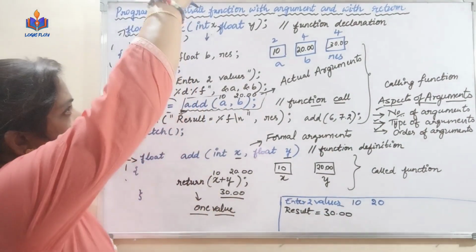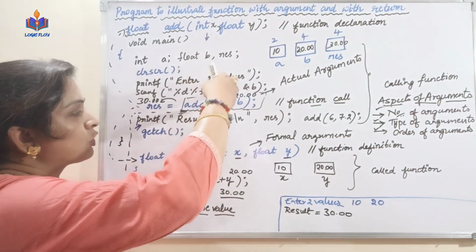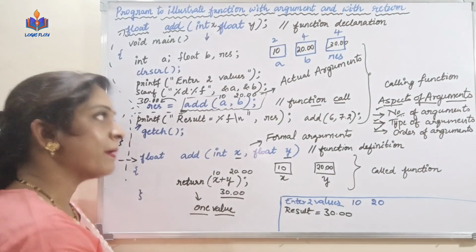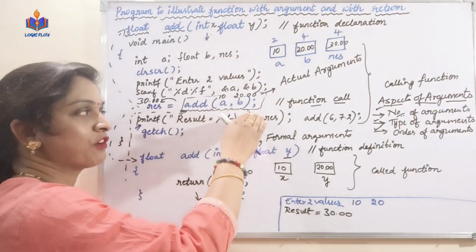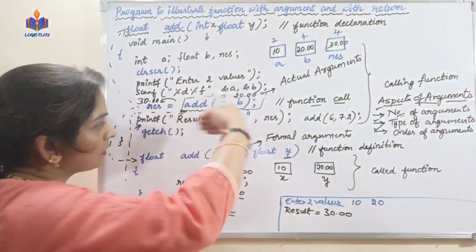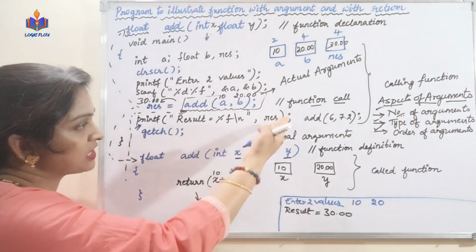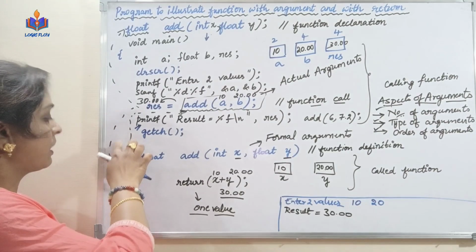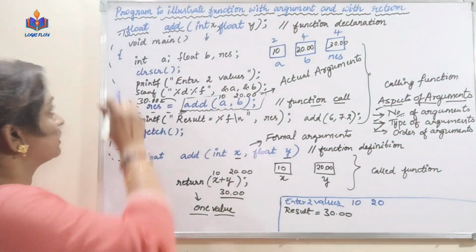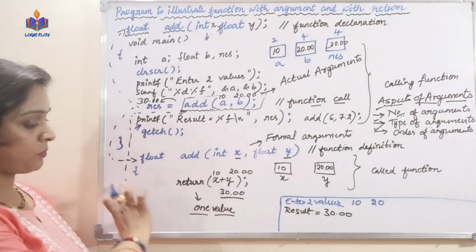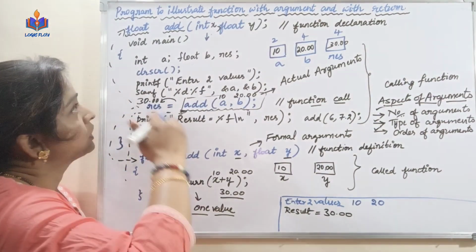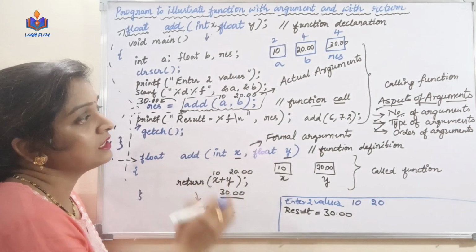See, execution starts from the main program, control will go to the subprogram, and again the control will be back to the main program, that's the place where the function was invoked, and the remaining statements get executed, printf gets executed, and the program ends. Program ends here. See, this is the main program, this is the subprogram. Got it? Hope you have understood this. This is function with argument and with return.